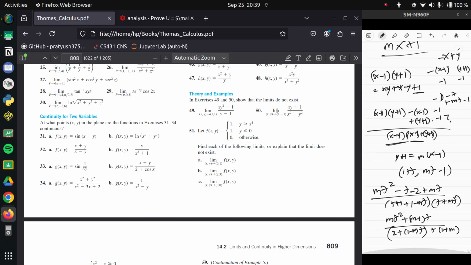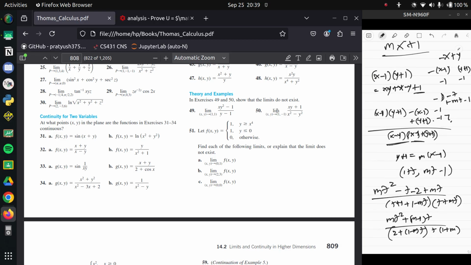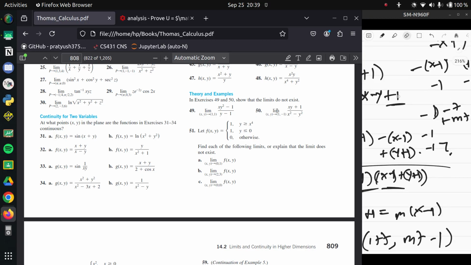It is minus 2. What the? No, this doesn't make sense. This should have been 0, but it's not. Why? What did I do wrong? Oh, okay, it's minus 1. Sorry for that. This should be minus 1 then.